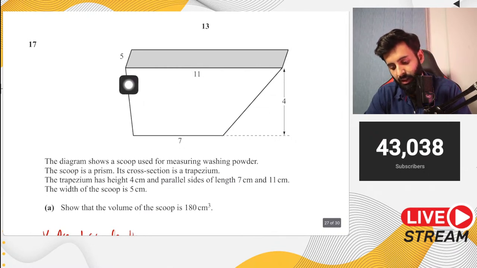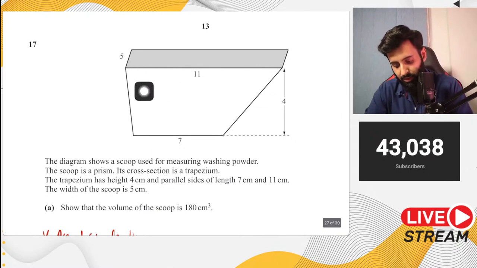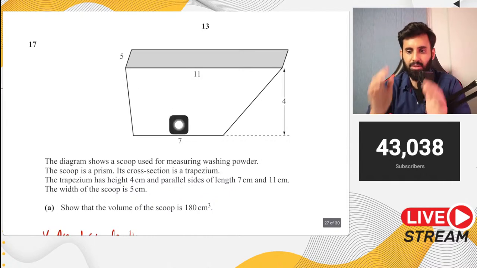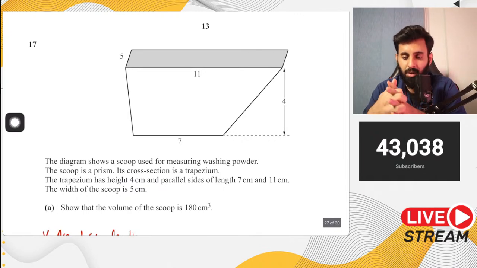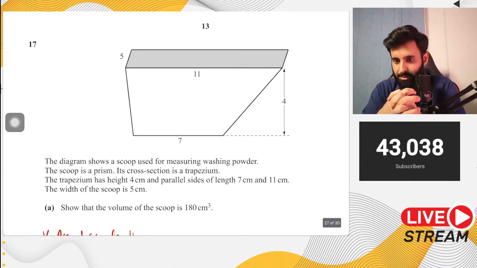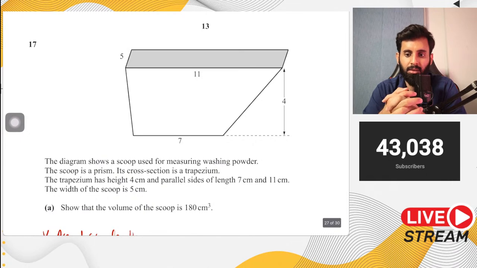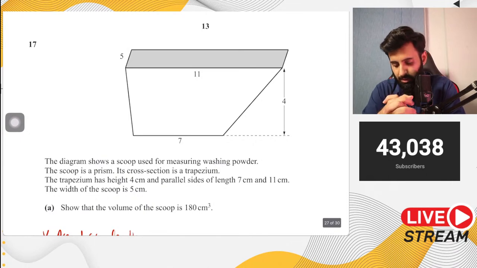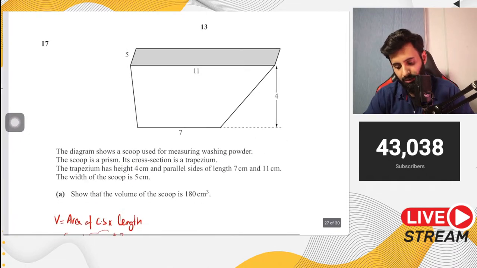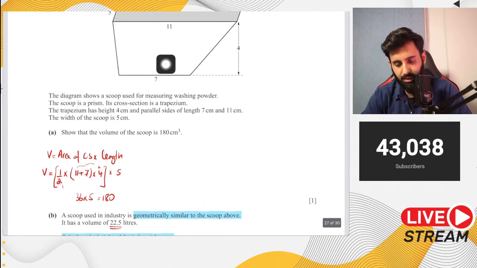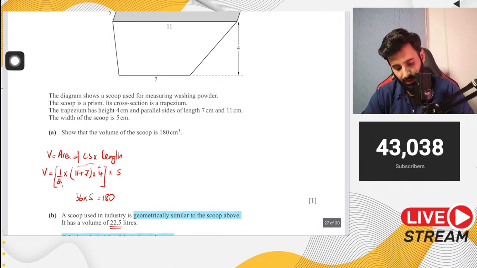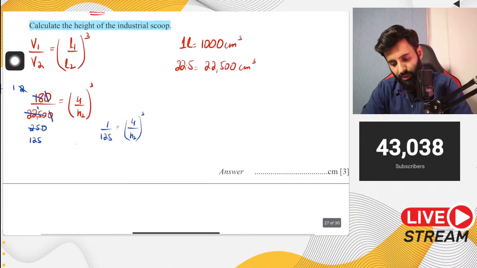Length is basically the distance between the two cross sections, or you can say the distance between the two identical sides. What does cross section mean? I have a video on prisms, you can watch that so you'll be able to understand it. I can't explain it so quickly. Cross sections are basically the identical faces that you have on two sides. That's what a cross section is. Now coming back.